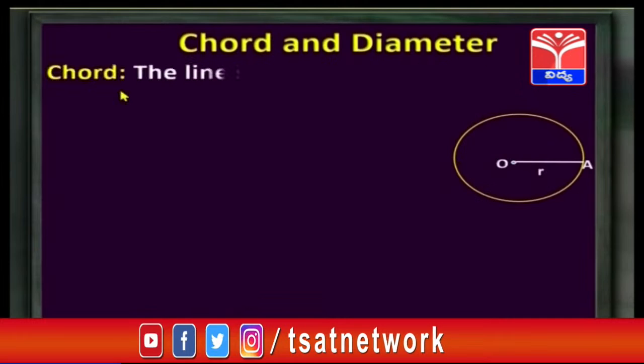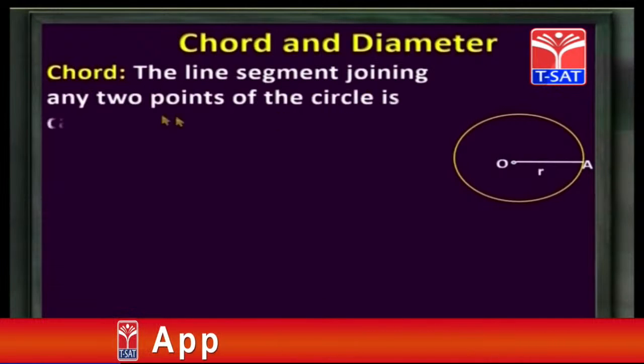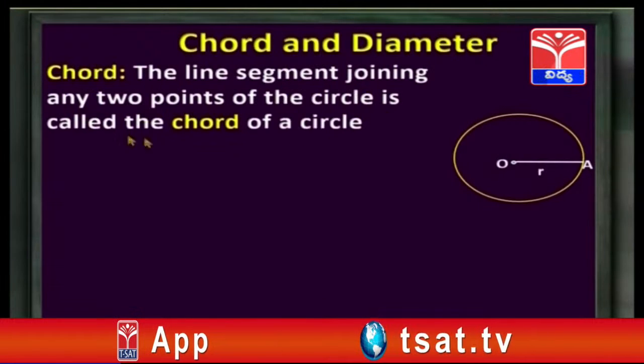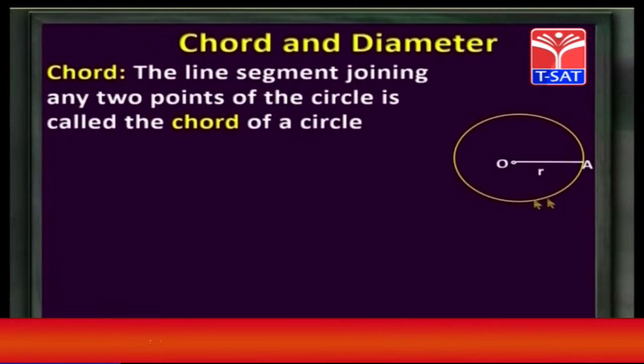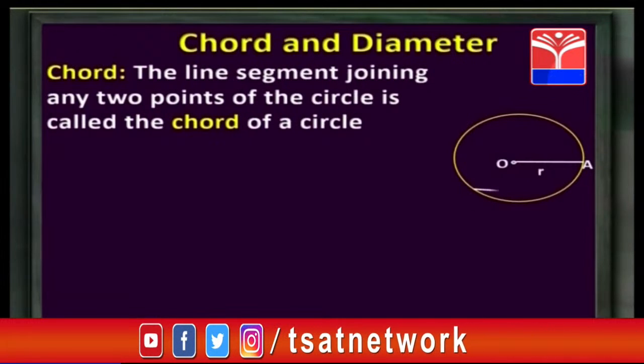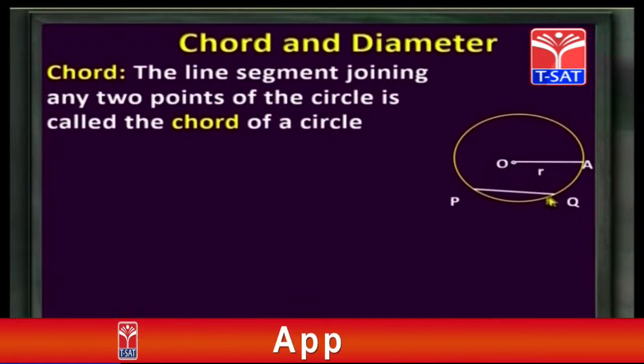Now, chord and diameter. What is a chord? A chord is nothing but the line segment joining any two points of the circle is called the chord of a circle. How many chords can we draw in a circle? We can draw infinitely many chords in a circle. So, these are two points P and Q. Here PQ is a chord.